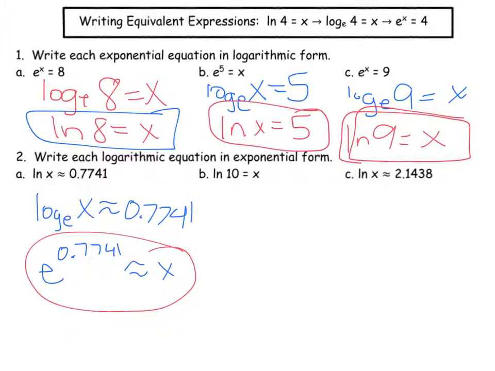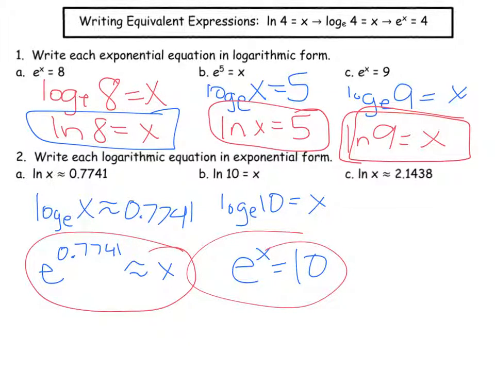Same type of deal on B. We'll go ahead and write log e of 10 equals x. And we can rewrite this as e to the power of x equals 10. And that's our final answer. And we have our third example. Again, I'll change natural log to log base e of x equals 2.1438. And then we can rewrite that as e to the power of 2.1438 equals x.